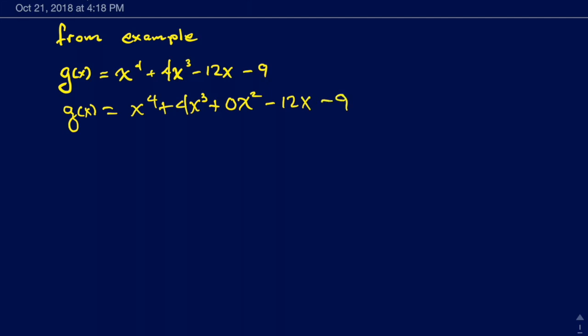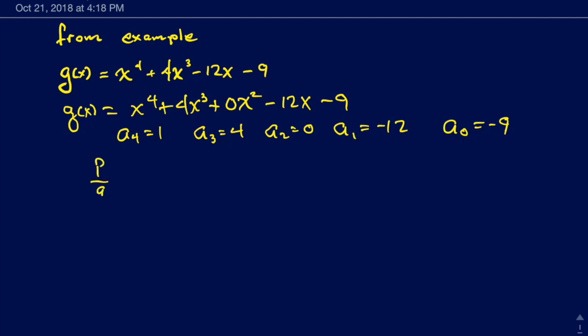So now we clearly see our coefficients of this polynomial. We got a sub 4 is equal to 1, a sub 3 is 4, a sub 2 is 0, a sub 1 is negative 12, and a sub 0 is equal to negative 9. And here's how we use them. Remember, we've got this p divided by q, and p is made up of all the integer factors of a sub 0, so that's negative 9, and q is just going to be 1.